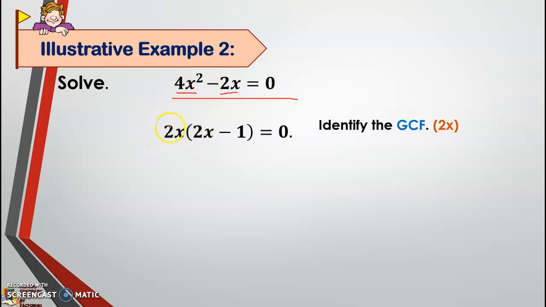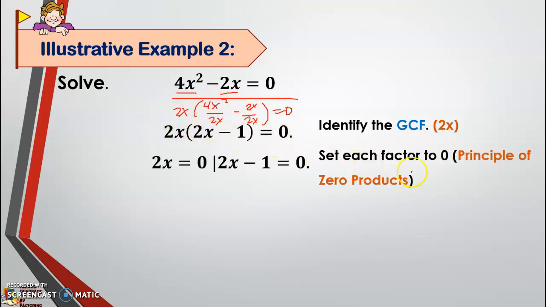So after factoring out the 2x, you will be left with 2x minus 1, right? Because when you factor out something, you divide everything by what you factor out. So minus 2x over 2x. After you divide, you'll be left with 2x minus 1. And then you equate it to 0. The factors must be set to 0. So 2x equal to 0 and 2x minus 1 equal to 0. That's because of the zero product principle. And then you solve, right?